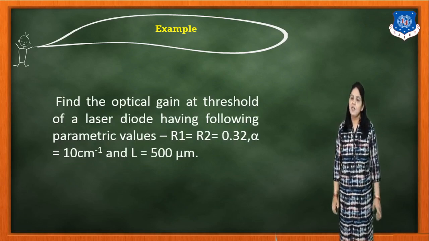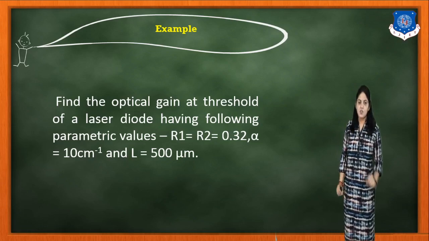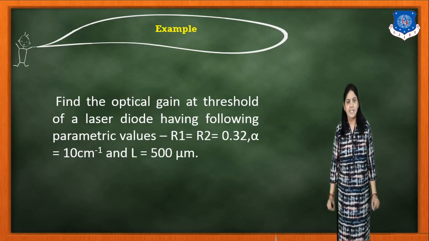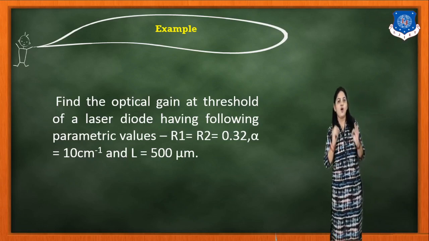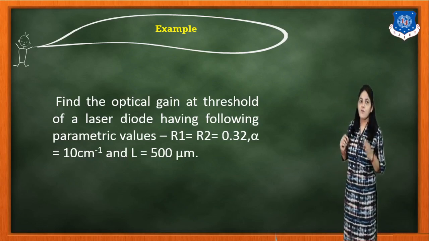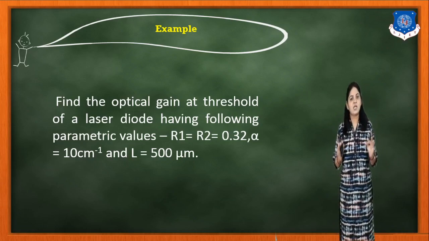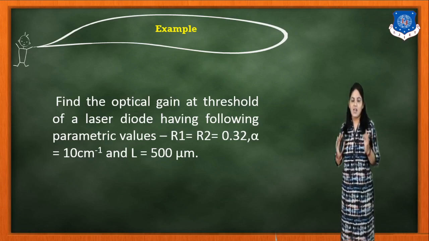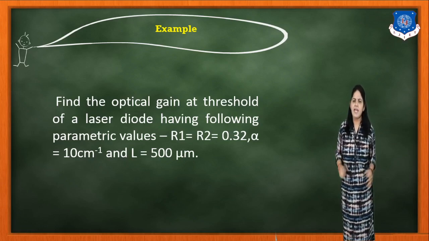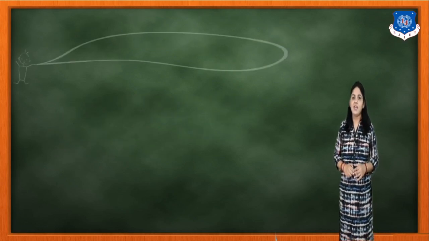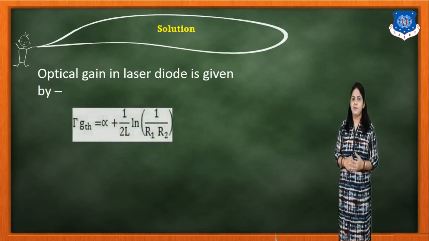Now we will solve an example related to the previous equations. The example is: find the optical gain at the threshold of a laser diode having the following parameter values. R1 = R2 = 0.32, α = 10 cm^-1, and L = 500 micrometer.